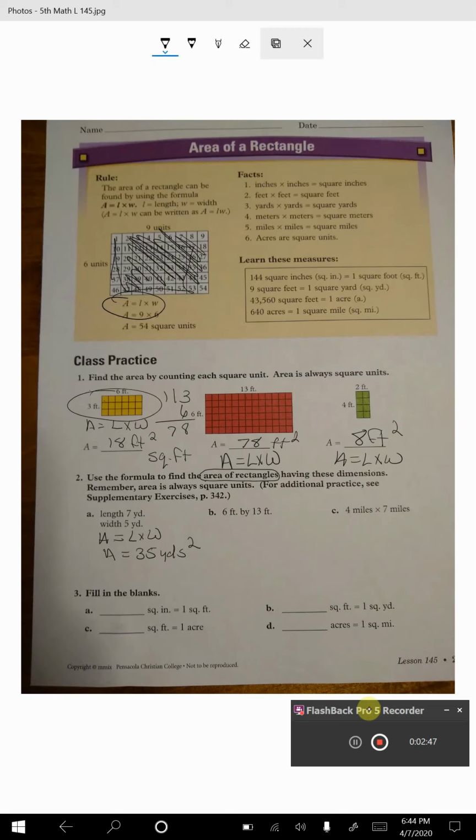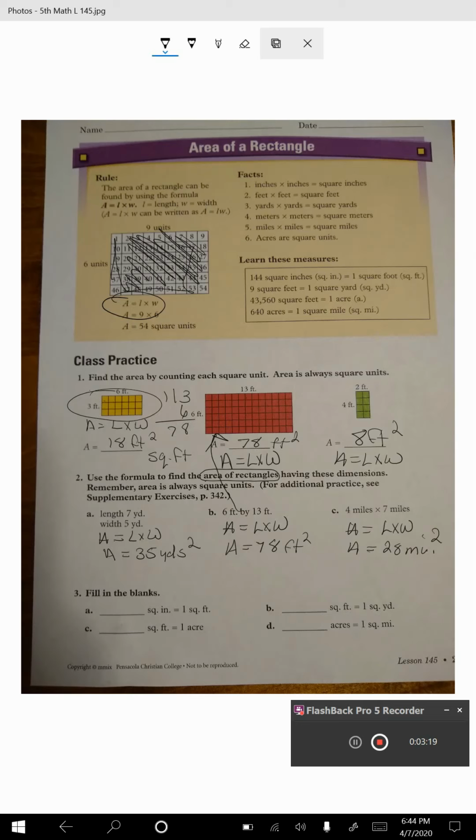All right, well, let's do this first. Area equals length times the width. And I noticed last time that this one is the same as the one up here. So I know that it is 78 feet squared. If I go too fast, pause me. Area equals length times the width. 4 times 7 equals 28 miles. I think it's mi squared.